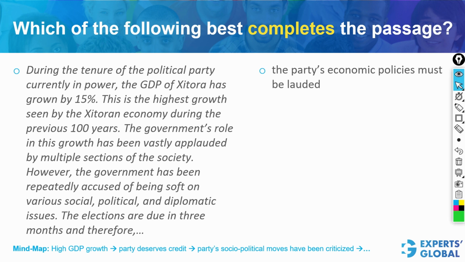Once again, our broad expectation from the correct answer choice is to do justice with the positive aspect talked about in the paragraph as well as the negative aspect talked about in the paragraph in context of the due elections. This answer choice suggests that the party's economic policies must be lauded, and therefore this answer choice commits the other mistake of concentrating only on the positive aspect of the paragraph. Remember, the correct answer choice must logically flow from the complete paragraph. Therefore, this answer choice is incorrect.